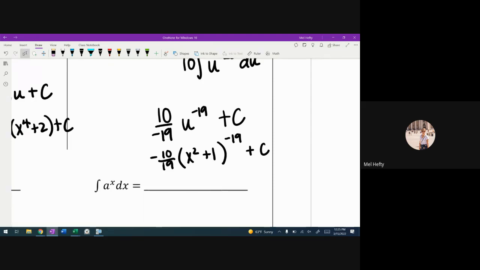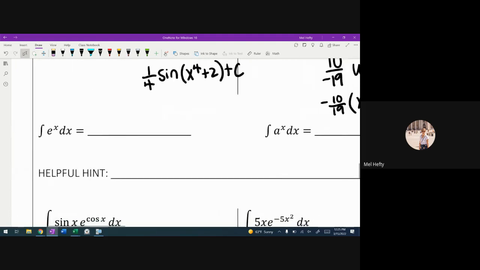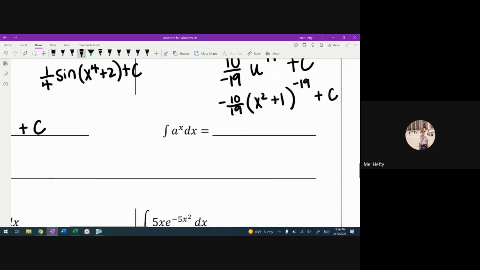All right. The last thing we're going to talk about today, which is going to be super easy to do, and there's a really helpful hint, is exponentials. Does anyone remember what the derivative of e to the x was? So what do you think the integral of e to the x is? Almost. Plus c.